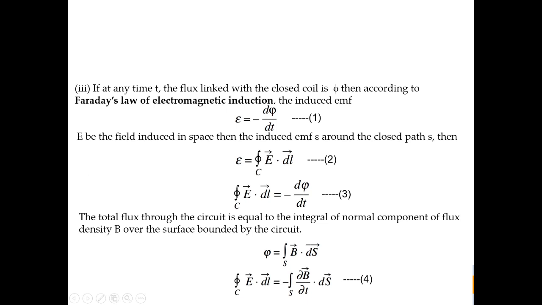So moving on, the third equation is actually a manifestation of Faraday's law of electromagnetic induction and the induced EMF. If you remember Faraday's law of electromagnetic induction, it says that the induced EMF in a coil is actually equal to the rate of change of flux across that coil. And you can see there is a negative sign here.